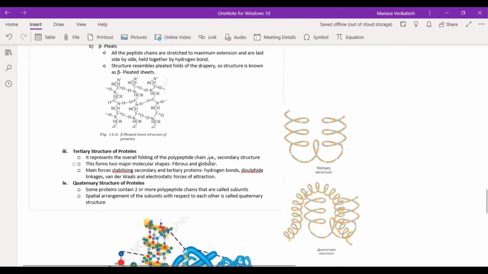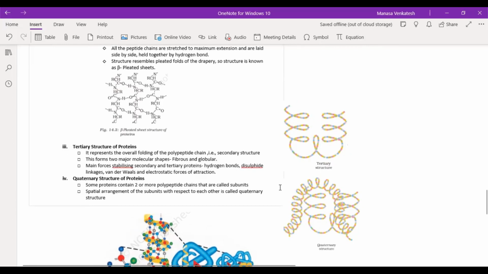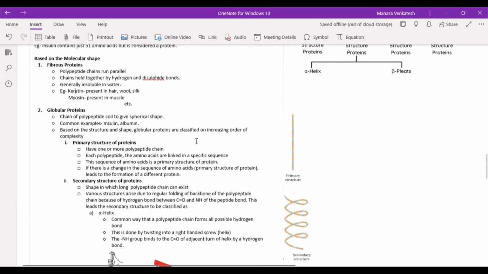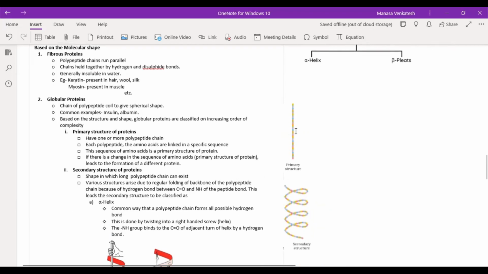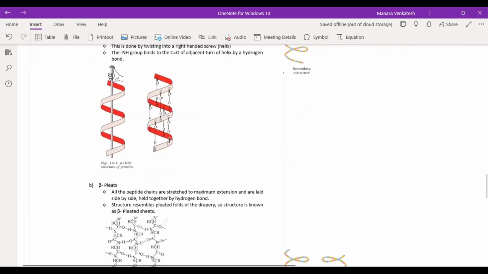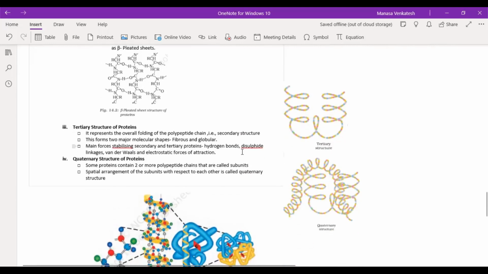Tertiary structure is the overall folding, and it is from here that we get the two major types, fibrous and globular. The main things that make sure these structures are stable are the hydrogen bonds, disulfide linkages, van der Waals forces, and electrostatic forces of attraction. In the primary structure, we didn't even talk about the attractive forces. In secondary, we said there are hydrogen bonds, but in tertiary you have hydrogen bonds, disulfide linkages, van der Waals forces, and electrostatic forces of attraction.